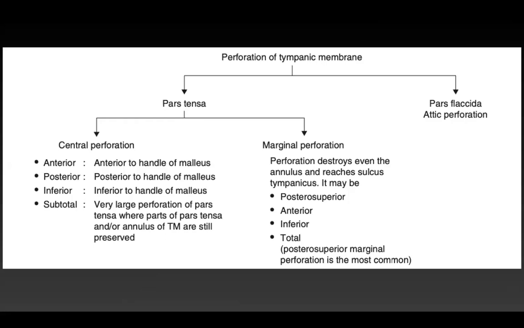We can see perforations in pars tensa can be divided into central and marginal perforation. In central perforation, the perforation is described in relation to the handle of Malleus, while in marginal perforation, the perforation destroys even the annulus and reaches sulcus tympanicus, and it may be described as posterior-superior, anterior, inferior, or total, where posterior-superior marginal perforation is the most common. And not to forget, perforation of the pars flaccida is also known as attic perforation.